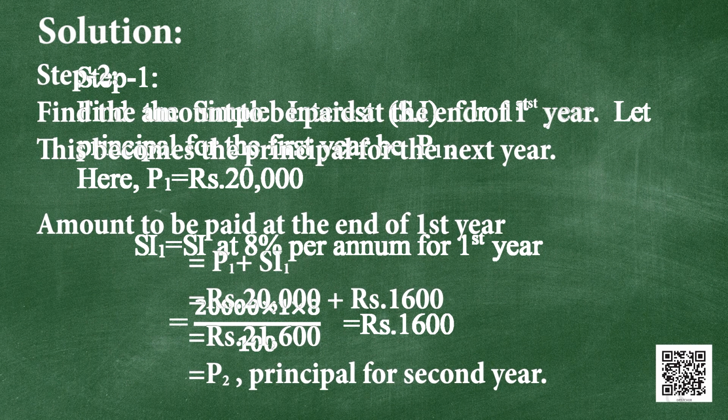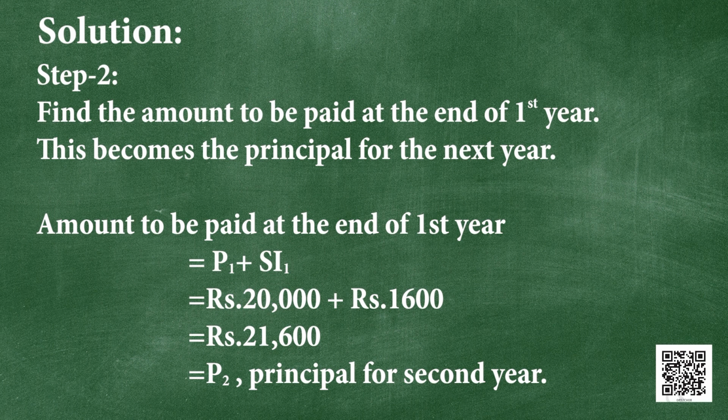In step 2, find the amount to be paid at the end of the first year. This becomes the principal for the next year. So, the amount to be paid at the end of the first year is equal to P1, that is the principal amount for the first year, plus SI1, that is the simple interest for the first year, which is equal to rupees 20,000 plus rupees 1,600, which is equal to rupees 21,600. So, this will be our principal for the second year. Let us denote it as P2.